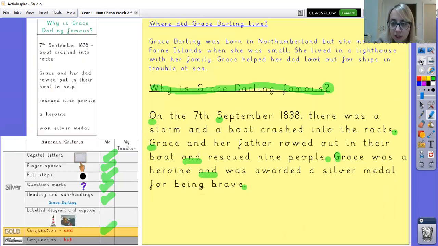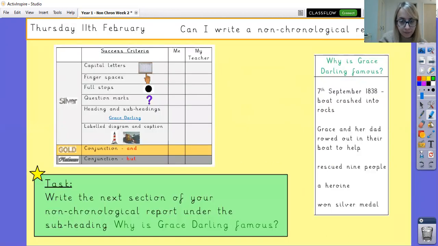Now, I did forget to mention yesterday, but I did see lots of you doing this. You don't need to start a new page. You can just carry on your writing under yesterday's work. So yesterday I finished off here and then I carried on writing underneath today. You might want to write the date in the margin next to the writing you do today, just to show what day you did that. But I did see that yesterday, but I do apologise, I forgot to explain that part.